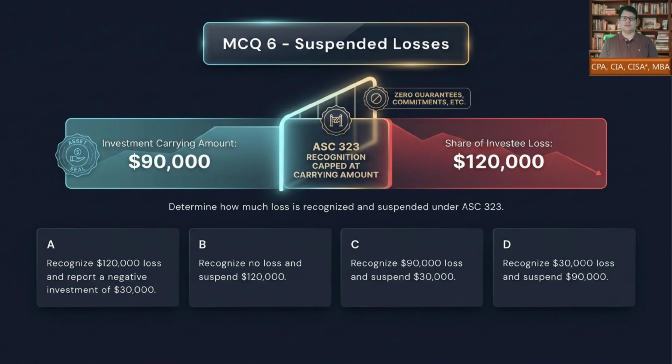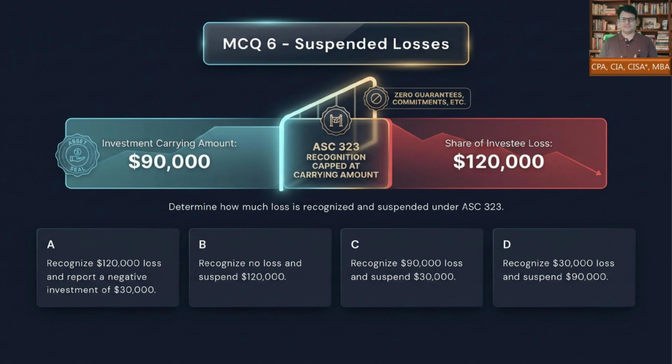Orion's equity method investment carrying amount is $90,000. Orion's share of investee loss for 2026 is $120,000. Orion has no guarantees, commitments, loans, advances, or other investments in the investee. The question asks what Orion should report.